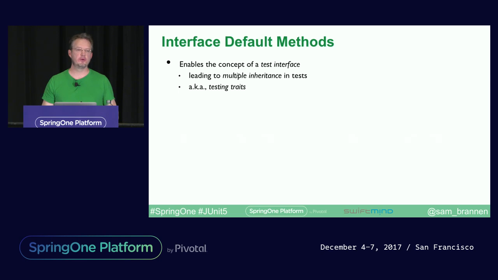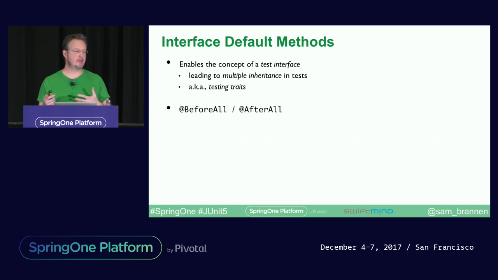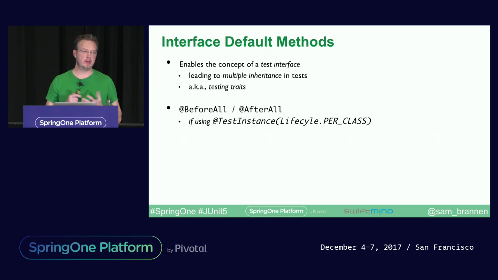And I've already mentioned before, you can have annotations on interfaces and stuff like that as well. So you can have stuff like @BeforeAll and @AfterAll. They're static by default. But if you annotate your interface with @TestInstance lifecycle per class, I mentioned you have that choice, then you can also declare these as default methods, right? Because they're no longer static. BeforeEach and AfterEach, that works.